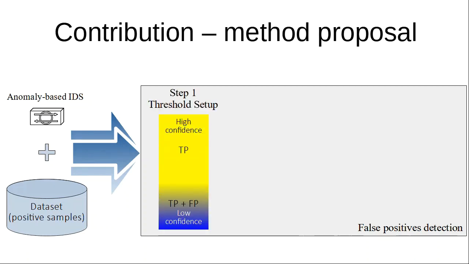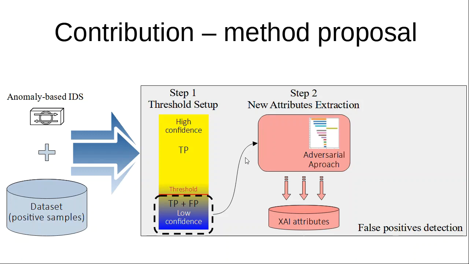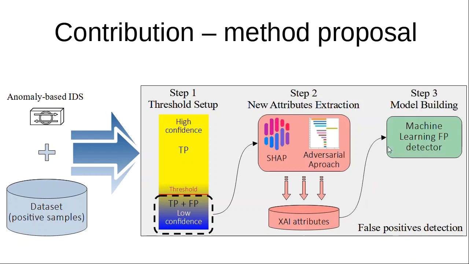In the first step, we define a confidence threshold, above which the non-existence of false positives is assumed. This procedure is done on the training set and confirmed on the validation set. The result of step 1 is a set of true and false positive alarms with low confidence, which in turn feeds the next step, where new attributes are extracted using two XAI techniques, adversarial approach and SHAP. Finally, these new attributes are used to train a second machine learning algorithm to detect false positives.